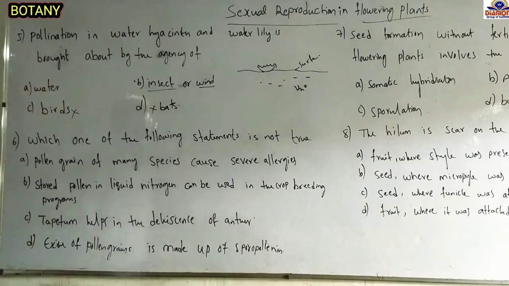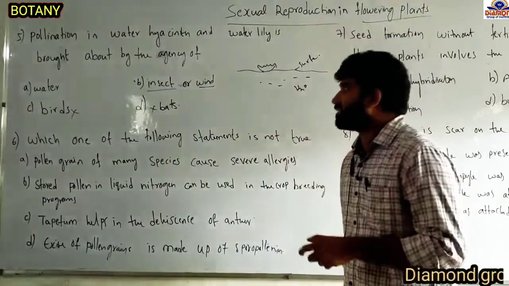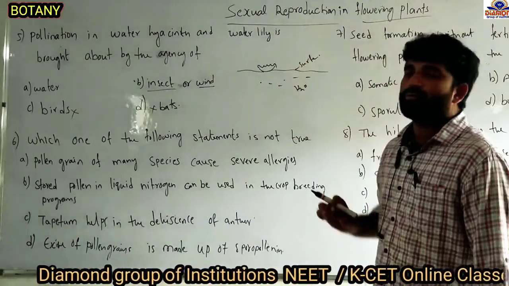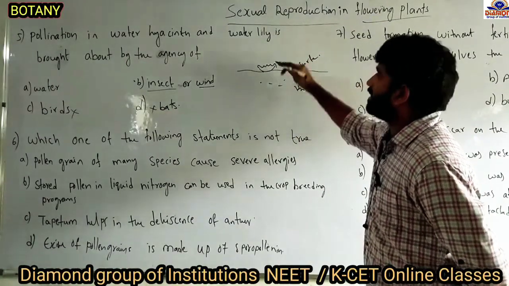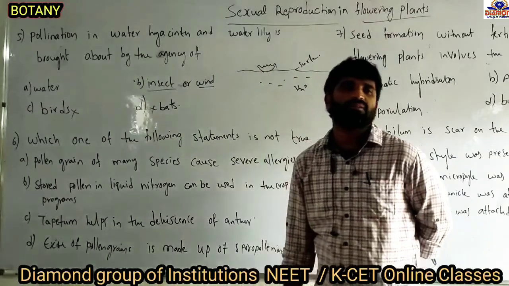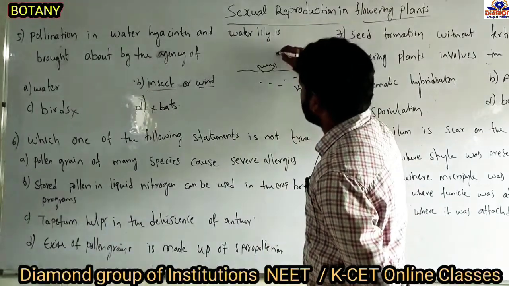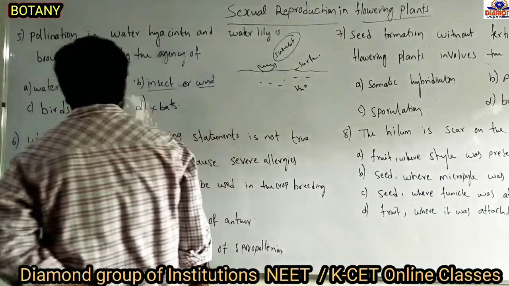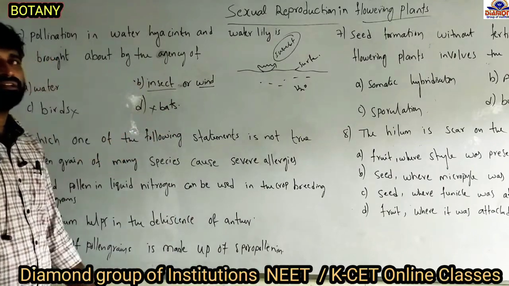For example, water lily and water hyacinth: the plants are in the water but the flowers are not. If the flowers were in the water, they could release pollen grains into the water and reach the female flowers through the water. But here the flowers are on the surface of the water, and they have petals of different colors. Flowers with different colors attract insects, so mostly insect pollination takes place, and sometimes wind pollination. That is how it works in water hyacinth and water lily.